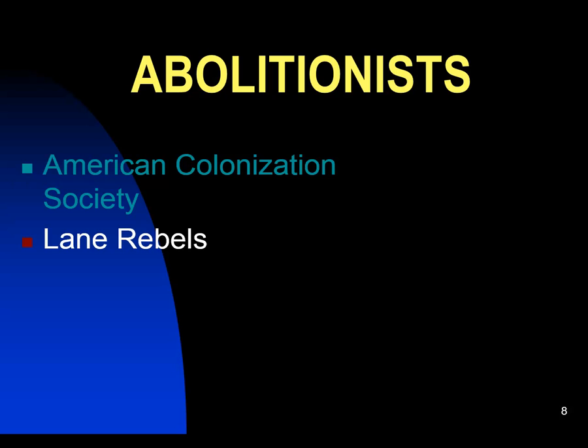The Lane Rebels are mainly a group of ministers that spoke out very strongly against slavery, wrote lots and lots of stuff, traveled the country, gave speeches, just really tried to get people to see the evils of slavery so that they would understand that this benevolent system was not so benevolent after all.